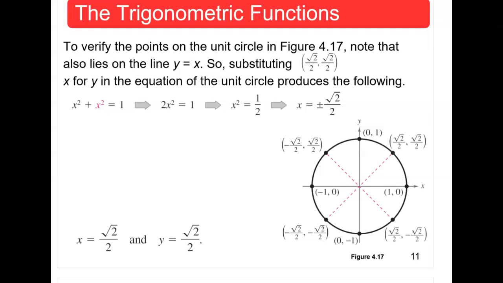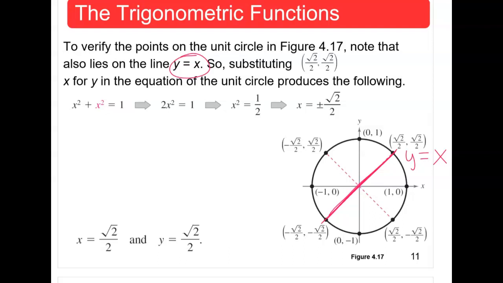And note that they also lie on the line y equals x. So that line is the line that we see here. And so if you recall from pre-cal 1, that is the identity function, and we call it the identity function because the input is the same as the output.